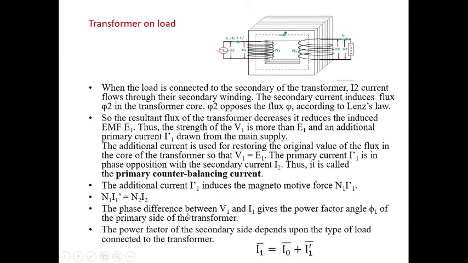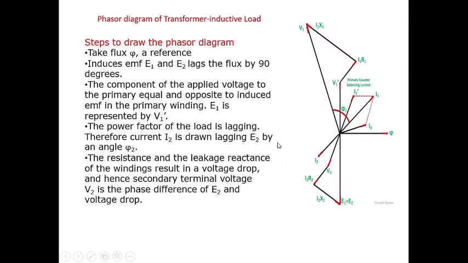The phase difference between V1 and I1 gives the power factor angle phi 1 of the primary side. The power factor of the secondary side depends upon the type of load connected to the transformer. So that I1 is equal to I0 plus I1 dash.